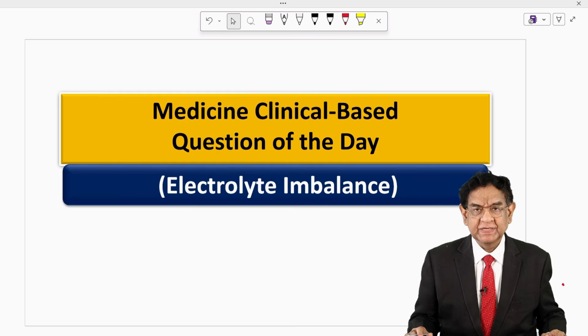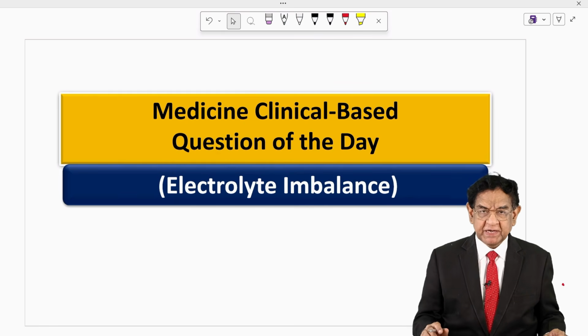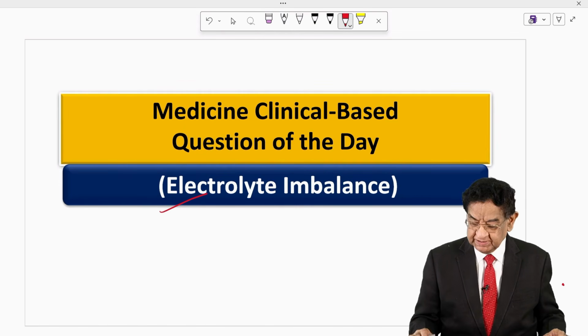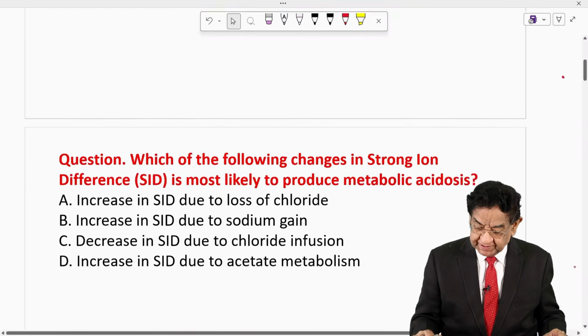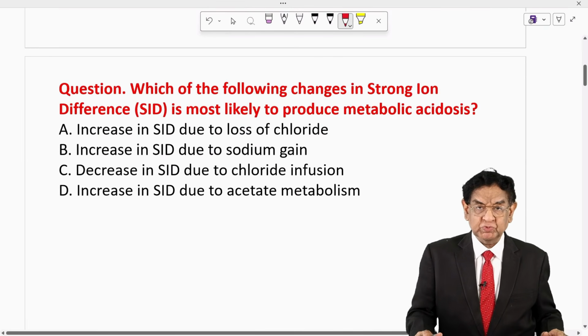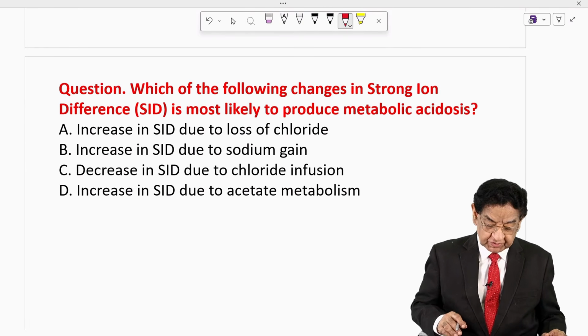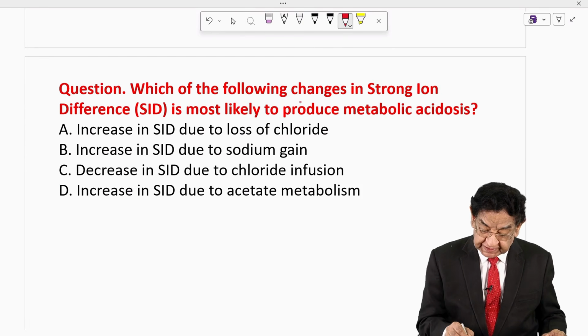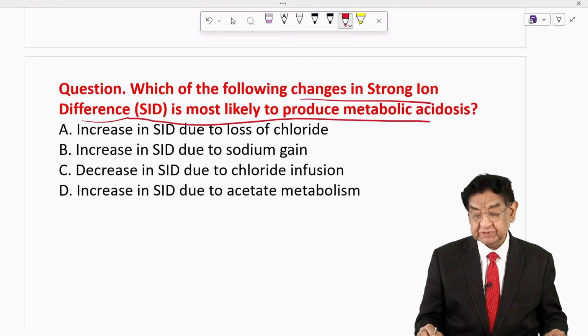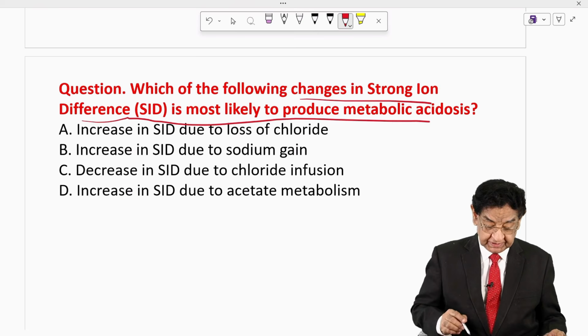Hello friends, I'm going to discuss a clinical based question on electrolyte imbalance. Today's question is definitely a rank number one question about which most students are not aware. The question is, which of the following changes in strong ion difference is most likely to produce metabolic acidosis?